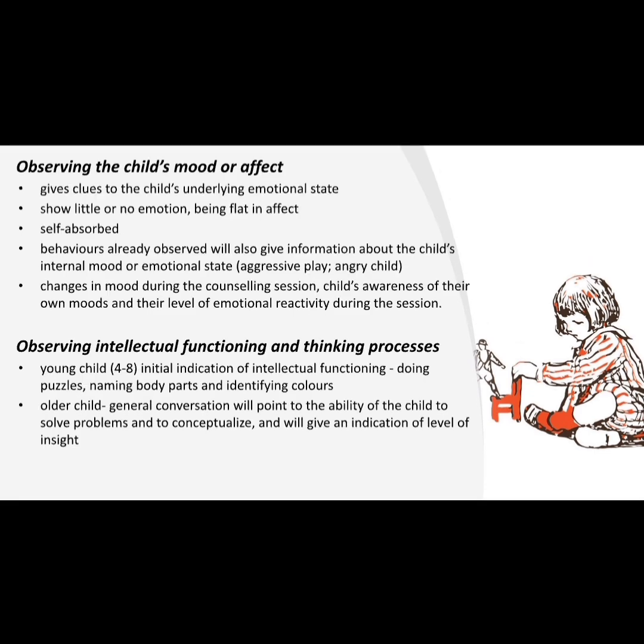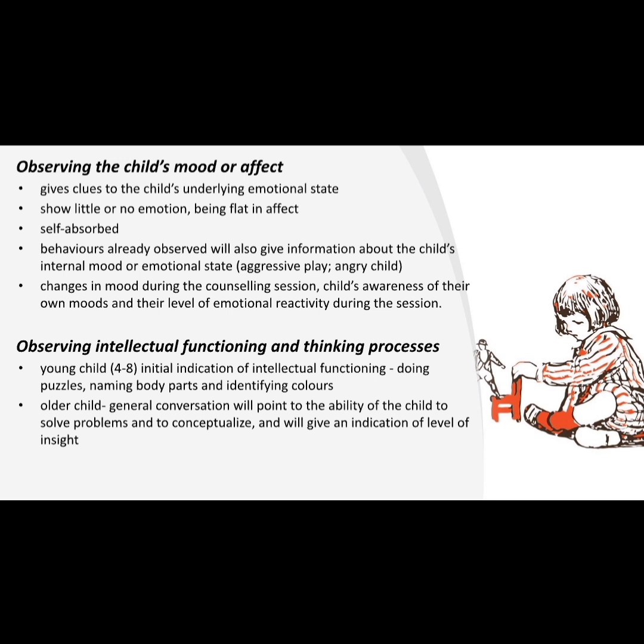dissociation. Then, while observing the child's mood or affect, we have to observe any behaviors that give clues to the child's underlying emotional state. So, whether the child is showing little or no emotion, being flat in affect, that means apathetic or self-absorbed, all these things we have to observe. Behaviors that are already observed will also give information about the child's internal mood or emotional state. Okay, so if the child is exhibiting aggressive play, then maybe the child is angry in nature.